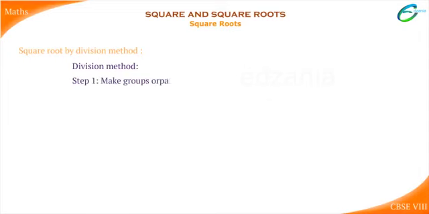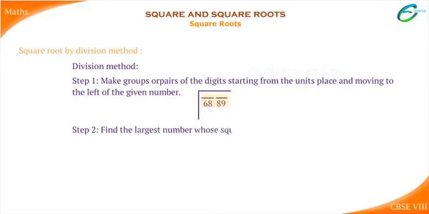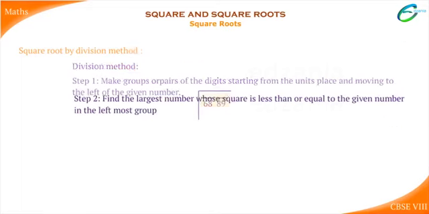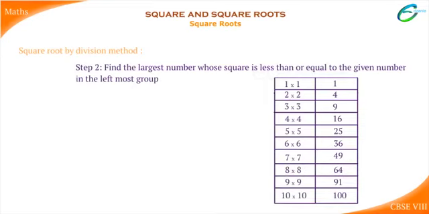Make groups or pairs of the digits starting from the units place and moving to the left of the given number. Place a bar over every pair of digits starting from the units digit. 89 bar and 68 bar. Step 2. Find the largest number whose square is less than or equal to the given number in the leftmost group. 8 square is less than 68, which is less than 9 square. Take 8 as the divisor and quotient. Write 64 under the leftmost group.